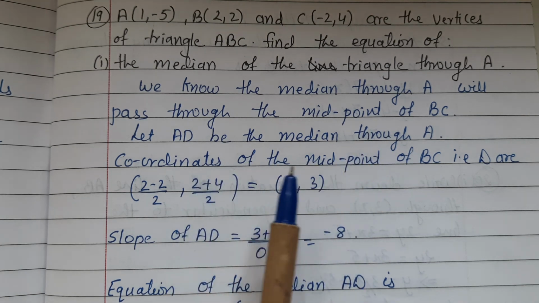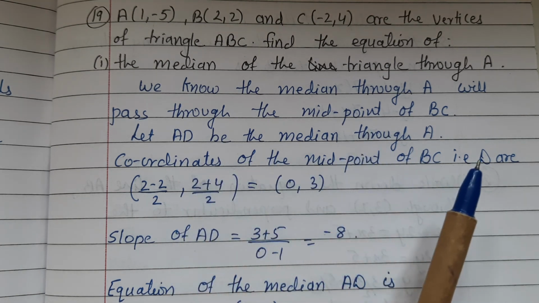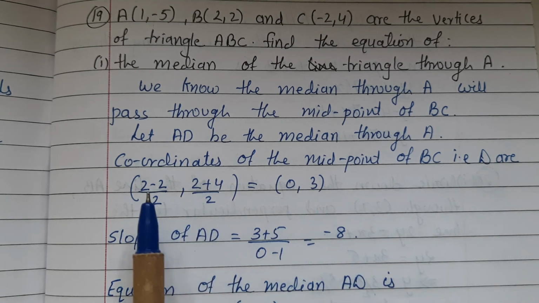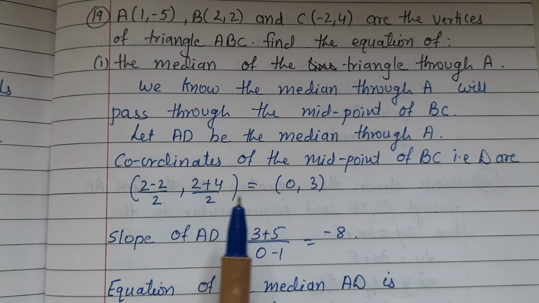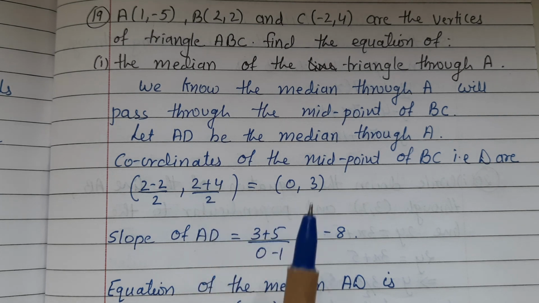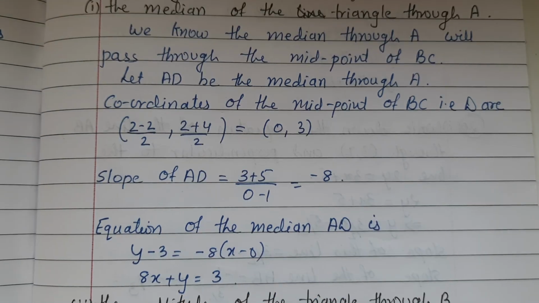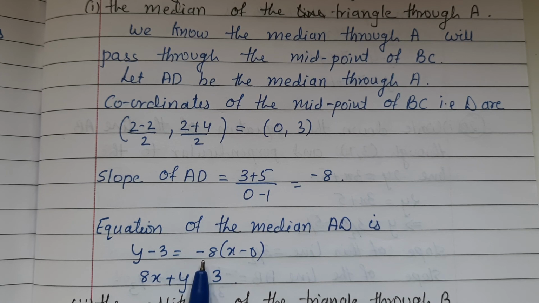Therefore, the coordinates of the midpoint of BC, that is D, are ((2 - 2)/2, (2 + 4)/2) equal to (0, 3). Slope of AD equal to (3 + 5)/(0 - 1) equal to -8. Equation of the median AD is y - 3 = -8(x - 0), so 8x + y = 3.